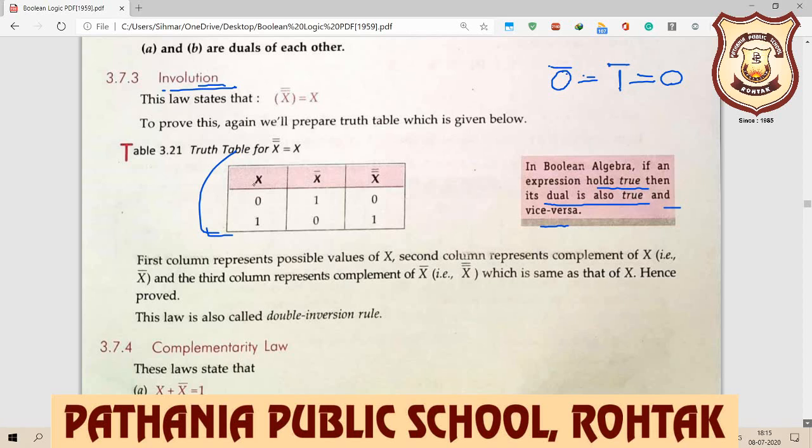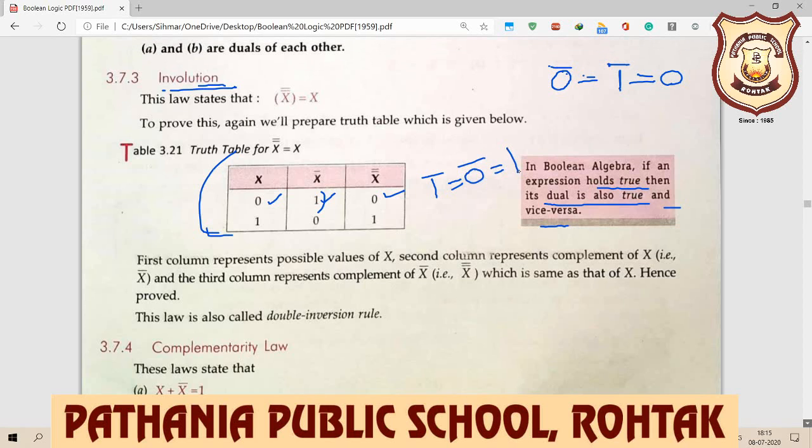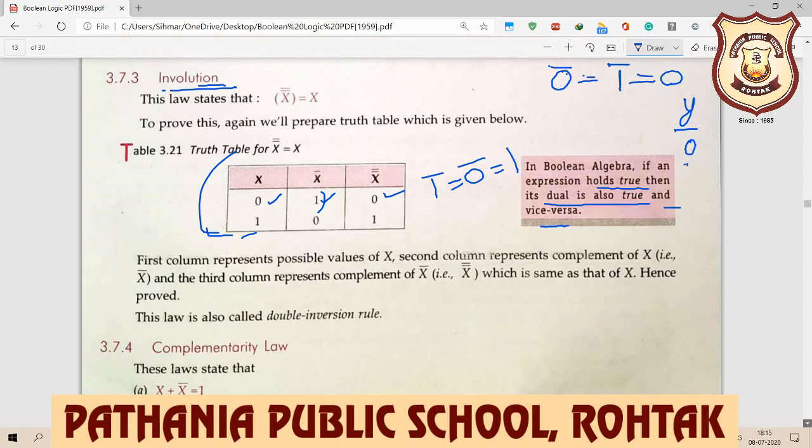In this law, for example, you input 0, then 0's complement is 1. But now this 1's complement again is 0. And same like that, if you input 1, then 1's complement is always 0, and again 0's complement is 1. So this is your involution law here. The first column represents possible values. If you have only one variable, whether x or y, for example only one variable y, your possible values are 0 or 1 only.